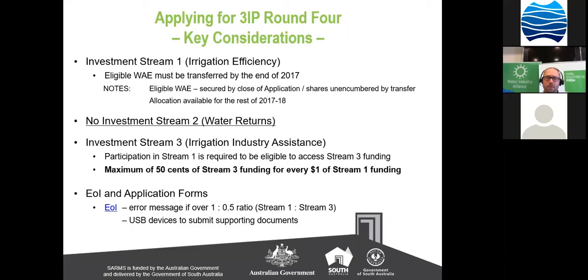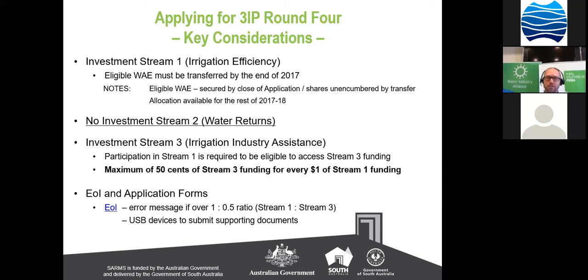So a little bit of reiteration here, and I'll quickly flick over this. We really want to reaffirm that in terms of Stream 3, you can achieve 50 cents out of every dollar being asked for through Stream 1. And we do really need to have eligible water access entitlement being returned to us, otherwise you can't participate.